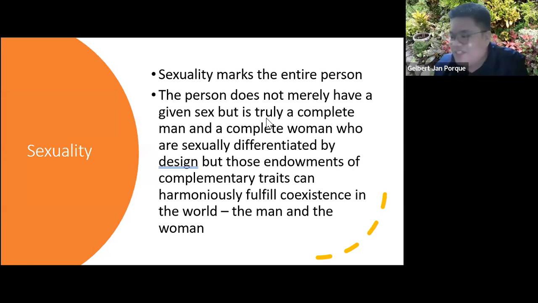Okay, is my screen already visible? Can you see it now? Okay. But guys, the message there is that men and women are sexually different. But you know, men and women were made in such a way that we will be able to coexist with one another. Okay, it was made so that we will be able to coexist with one another, and that is by becoming a man and a woman. Okay, so that's sexuality, no?